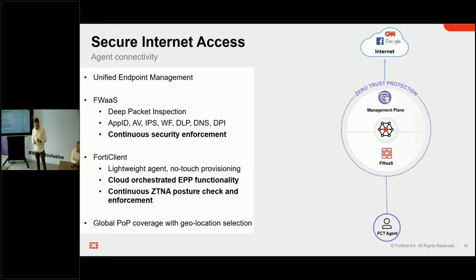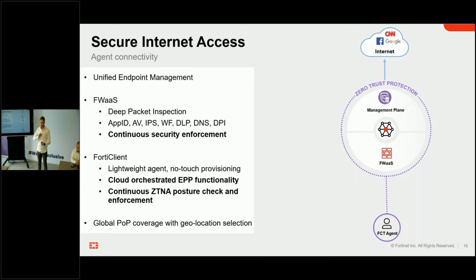It provides web filtering, IPS, AV filtering, deep packet inspection, DNS filtering, and all these services can then be used to protect your internet access. Now, if we're working from home, we don't have that expensive FortiGate at our home network. So that's why we can then leverage FortiSASE.